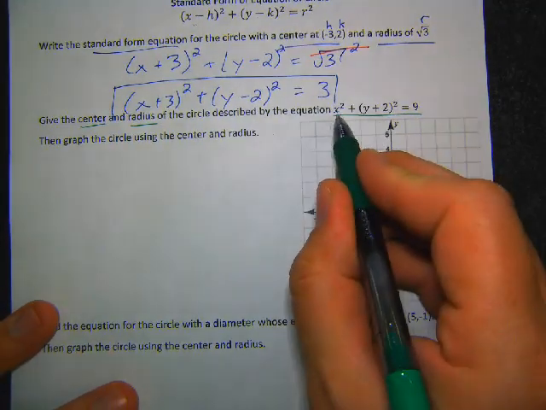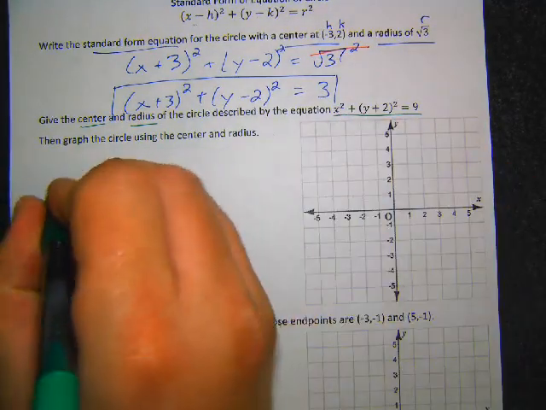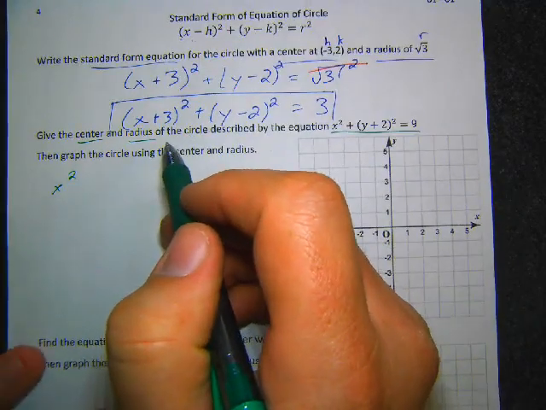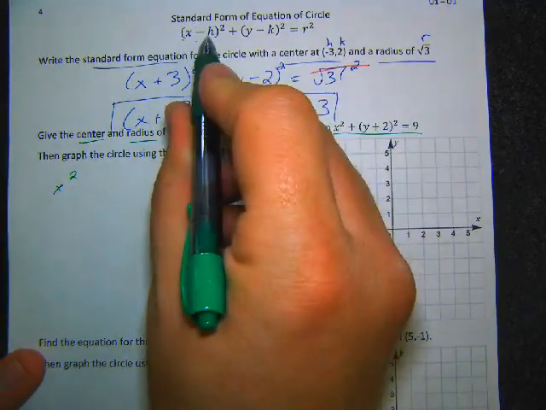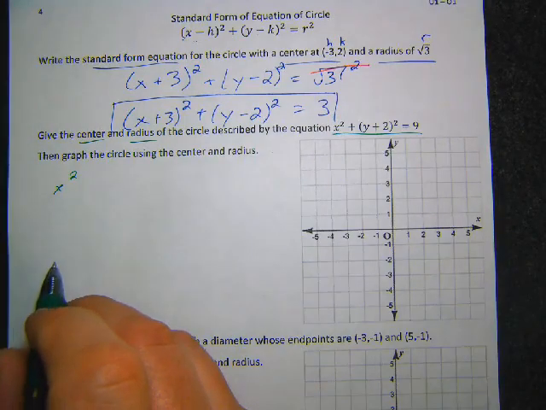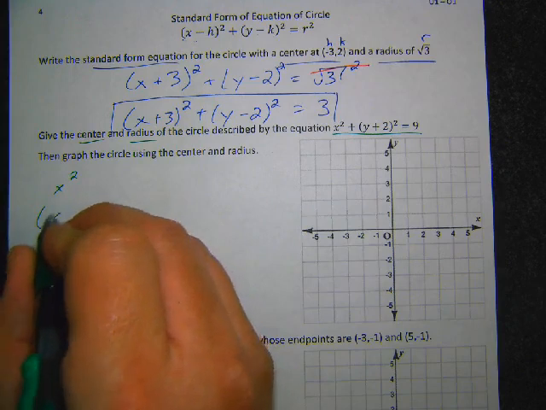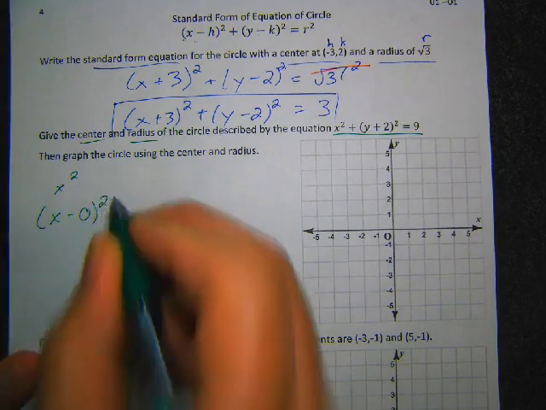Now this one looks a little weird because it's x squared by itself. That x squared doesn't have a parentheses. It's missing the parentheses. And why is that? Well, that's because when you subtract nothing, you don't need a parentheses because subtracting nothing is pointless. So this x squared is actually the same as having x minus 0 squared.